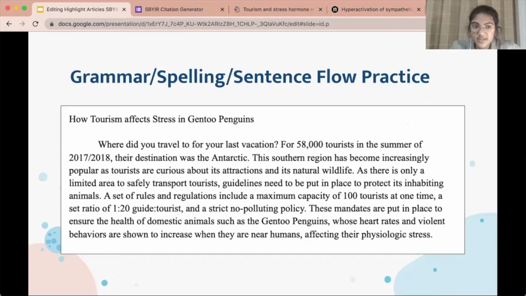So did everyone get a chance to read through the piece? Anyone need more time? Okay, so if you have an idea of what you might edit in this selection, feel free to put it in the chat. Feel free to unmute, whatever works for you.